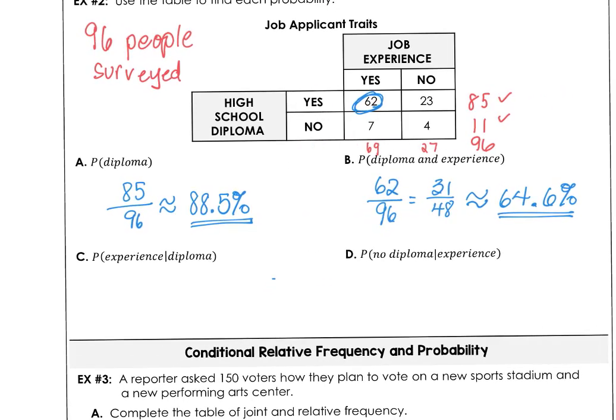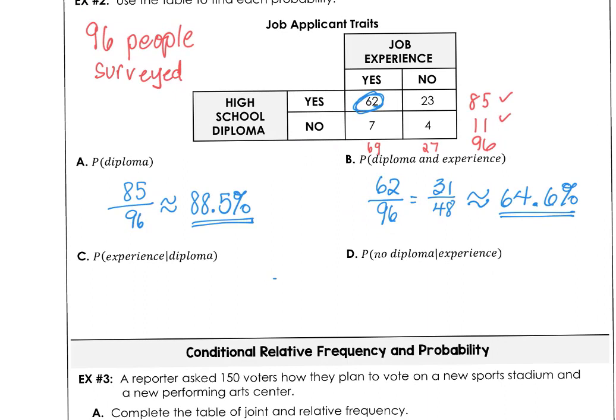In part C, we want the probability of experience given that they had a diploma. So the probability of experience and yes on the diploma again is 62, but this time we're looking at the total that had experience with a diploma. That would be a sample size of 85. So 62 out of 85 had experience given that they had the diploma first, which gives us about 81.2%.